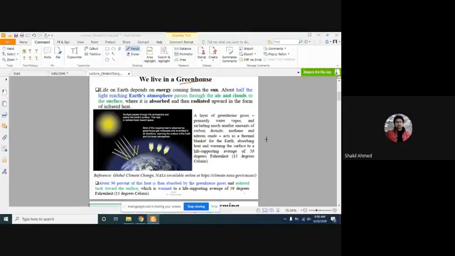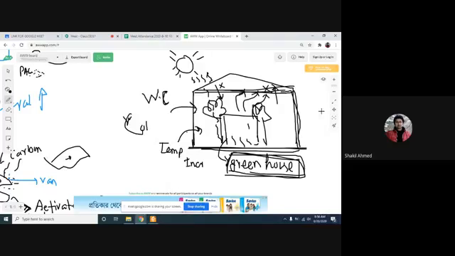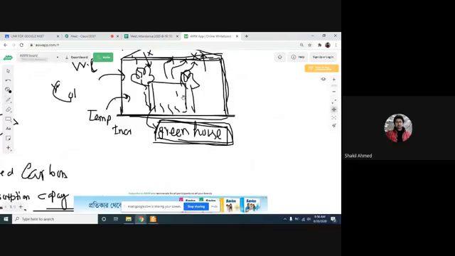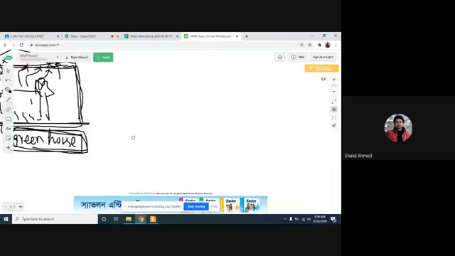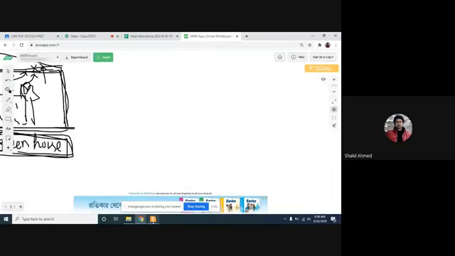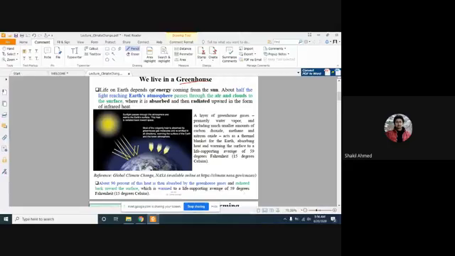Okay. Now let's see. This, by the way, is man-made, right? In nature, exactly the same thing happens. So let's see what happens. Life on Earth depends on the energy coming from the sun. About half the light reaching Earth's atmosphere passes through the air and clouds to the surface, where it is absorbed and then radiated upward in the form of infrared heat.